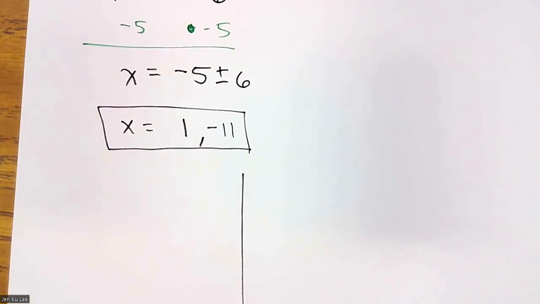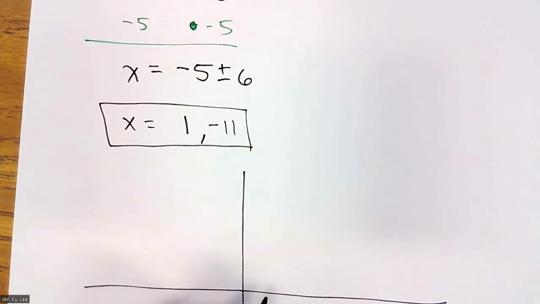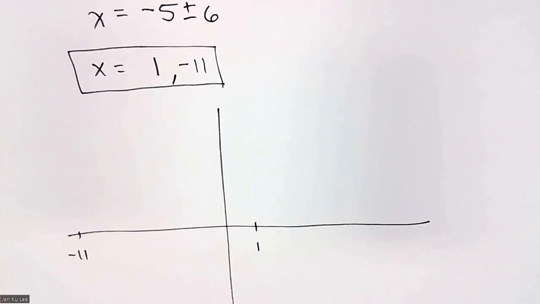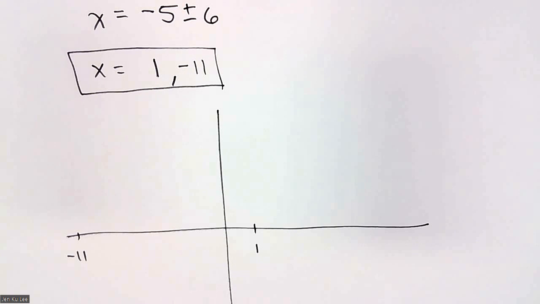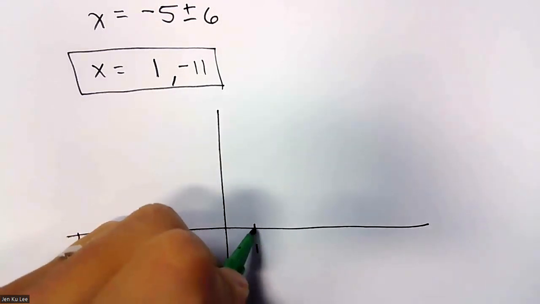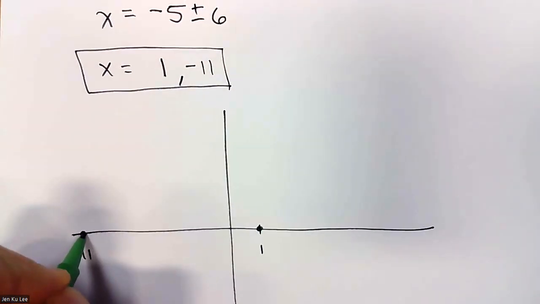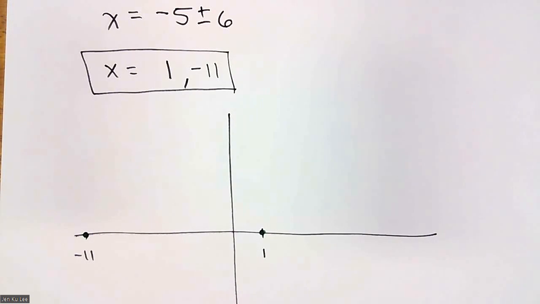graphically, x equals 1 and x equals -11, what does that represent? The x-intercepts. Okay, so you know graphically that 1 and -11 are going to be my x-intercepts.